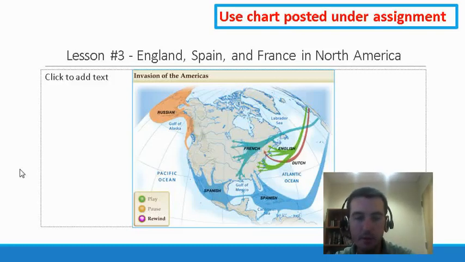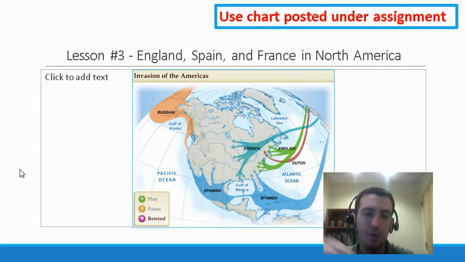Lesson 3, England, Spain, and France in North America. This assignment's going to focus on the chart that's posted under this lesson. So if you go back on the Moodle page, right underneath of this lesson, there's a chart. It'll say England, Spain, and France in North America. And you're going to use just that for this lesson.